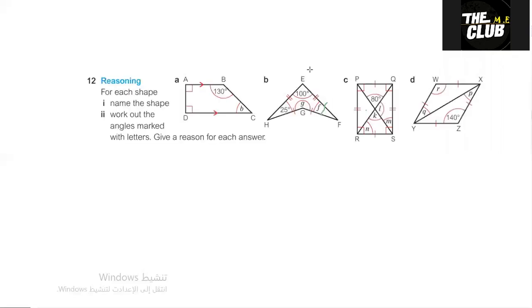In this video, we're going to talk about question 12, reasoning. For each of these shapes, name the shape and then work out the angles marked with letters and give a reason for each answer. Now, first, we're going to name the shapes.